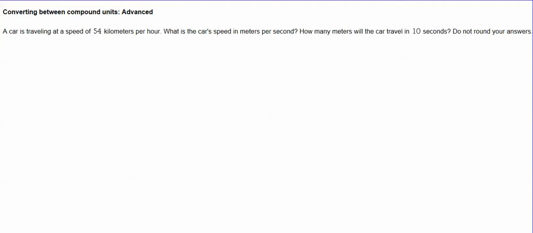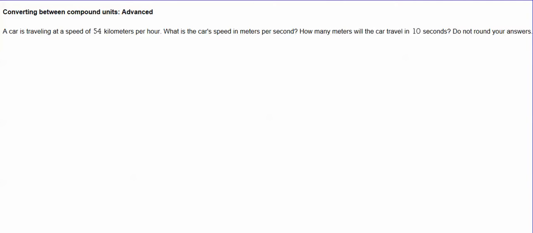This video is covering the skill called Converting Between Compound Units Advanced. We're going to go through a couple examples. If you've already made it this far, you've already practiced converting between compound units basic, where they only ask you to do 1 unit conversion. So they either ask you to convert distance or they ask you to convert time. In advanced mode, they're going to have you convert both units, distance and time.